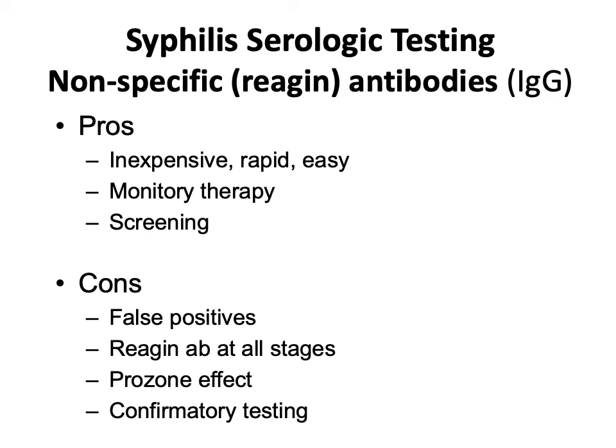The cons include many false positives. Reagent titer is highest in secondary stage, so it might be weak in earlier stages. May show prozone resulting in a weak reaction, requires a quantitative VDRL to confirm, and because the tests for reagent antibodies are nonspecific, all non-treponemal positive tests must be confirmed by a specific treponemal test to detect antibodies specific to Treponema pallidum.